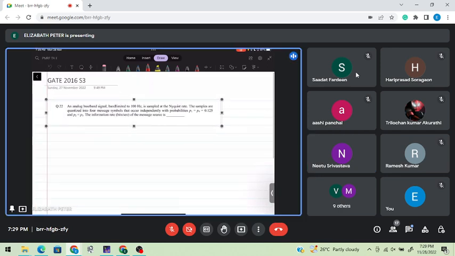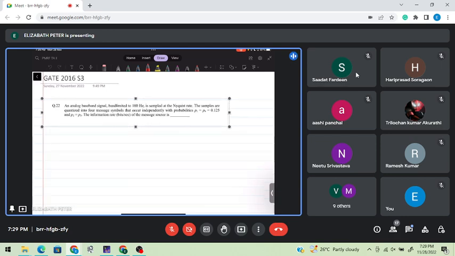Okay, this is a question that is related to, but not exactly, quantization, because one guy has asked me to solve questions related to quantization. So that is why I kept this question, but it's not exactly related to quantization.